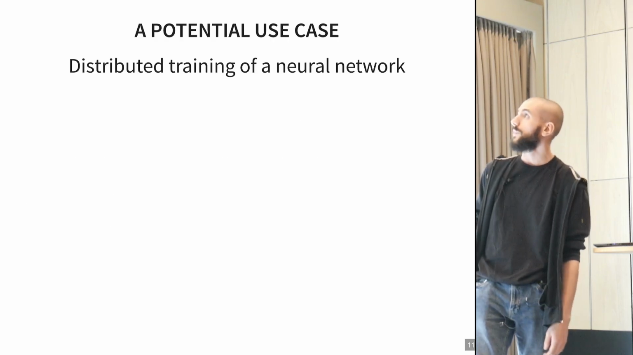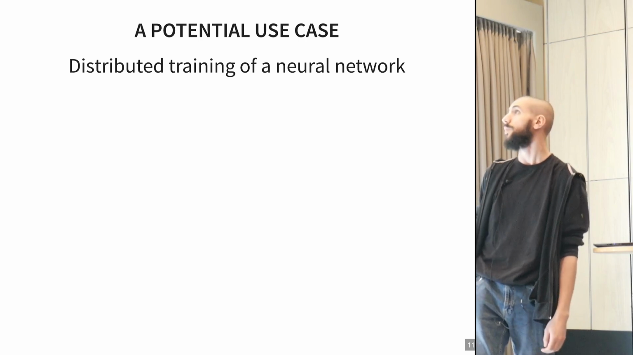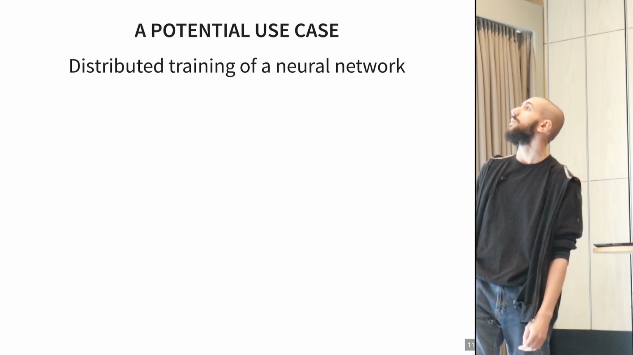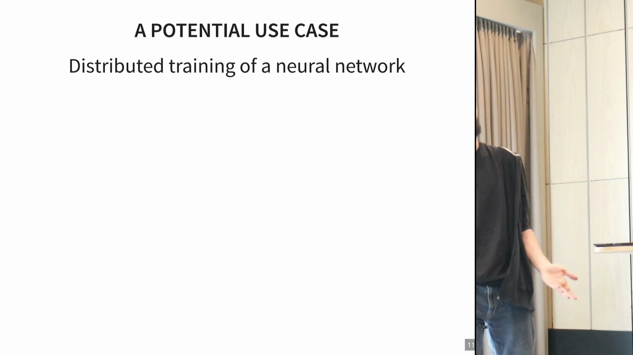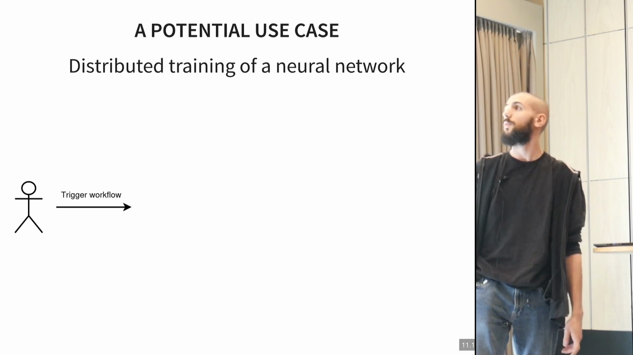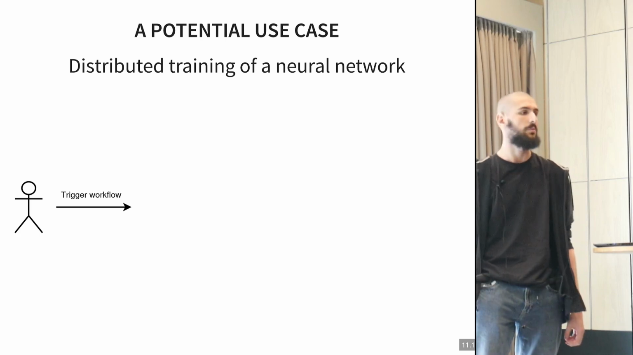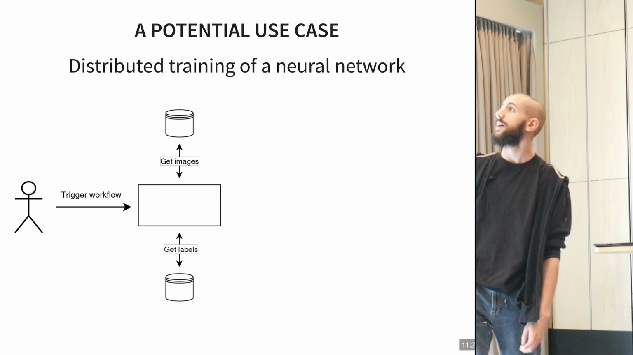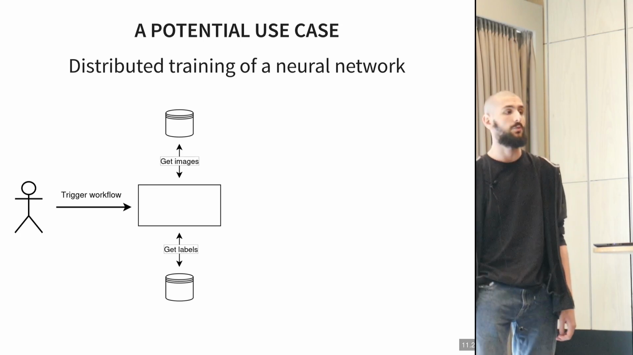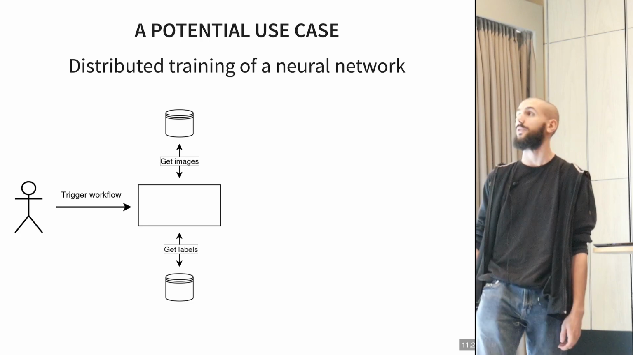Now, before I show you what the code would look like, I will show you a little use case that we will express in Pascal. I want to orchestrate the distributed training of a neural network for image recognition. First of all, I want some way to trigger the workflow from the user or from some other event source. Then, in the first step, I want to get images and labels from separate databases. So basically, I want to construct the dataset that I will use for the training.